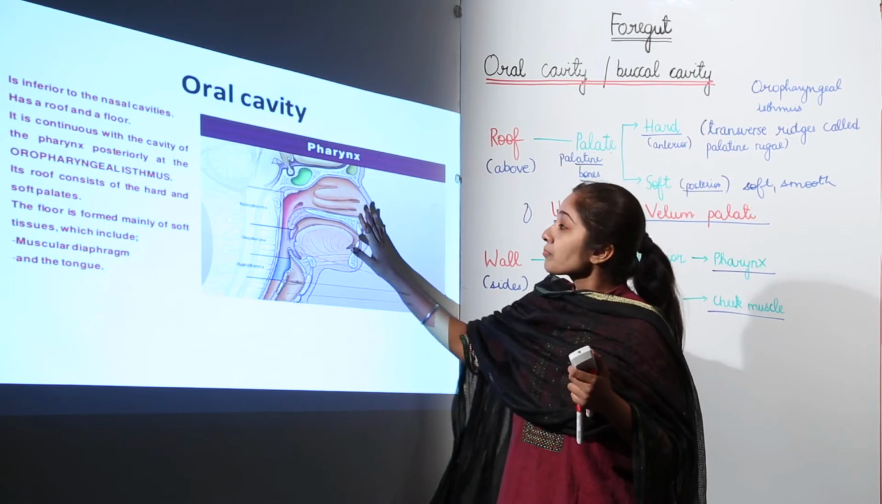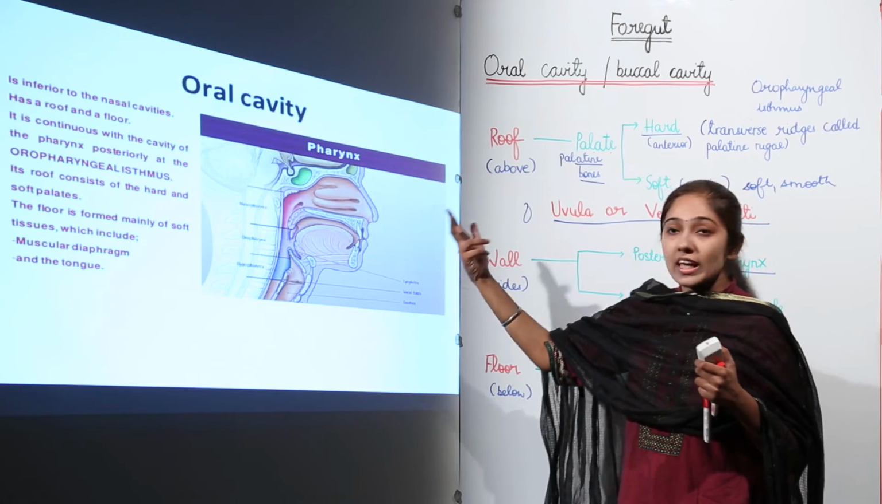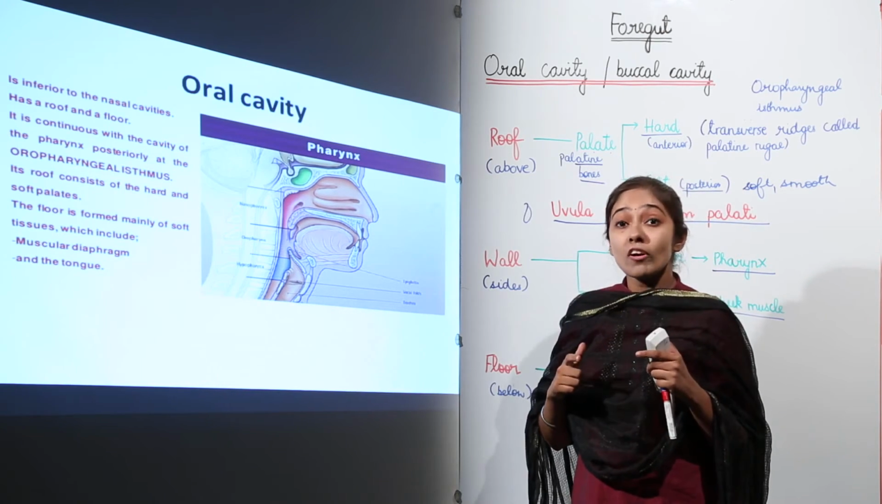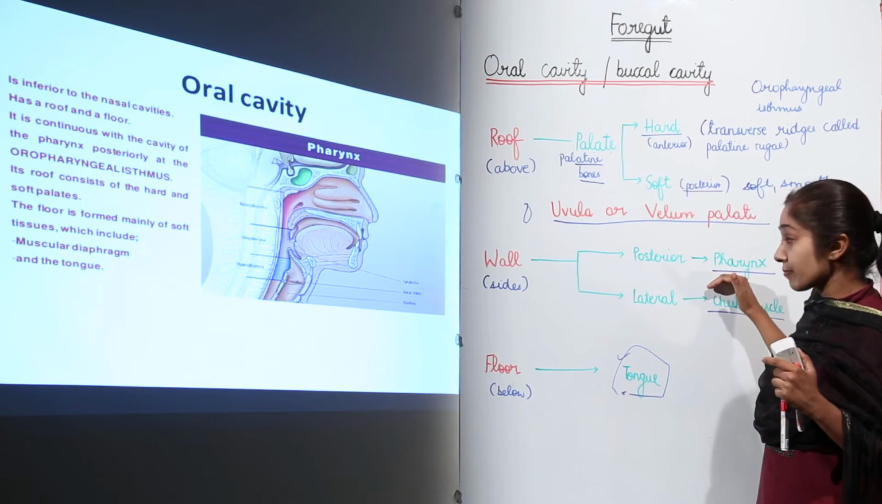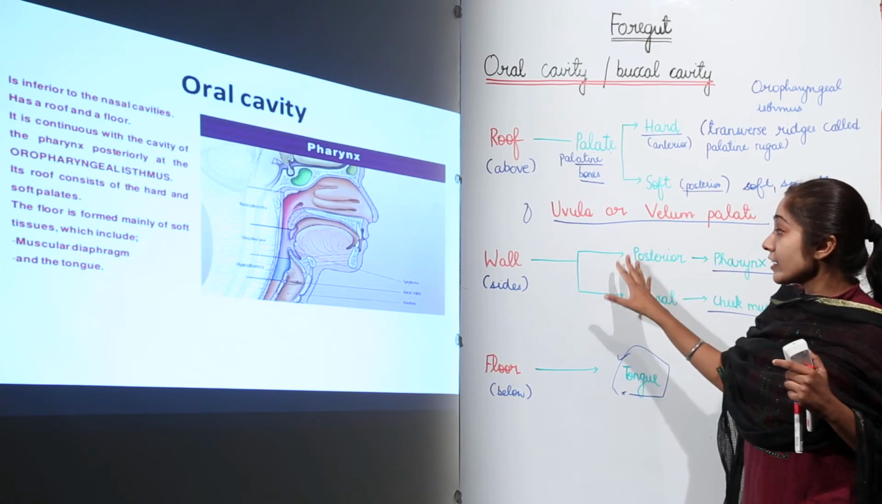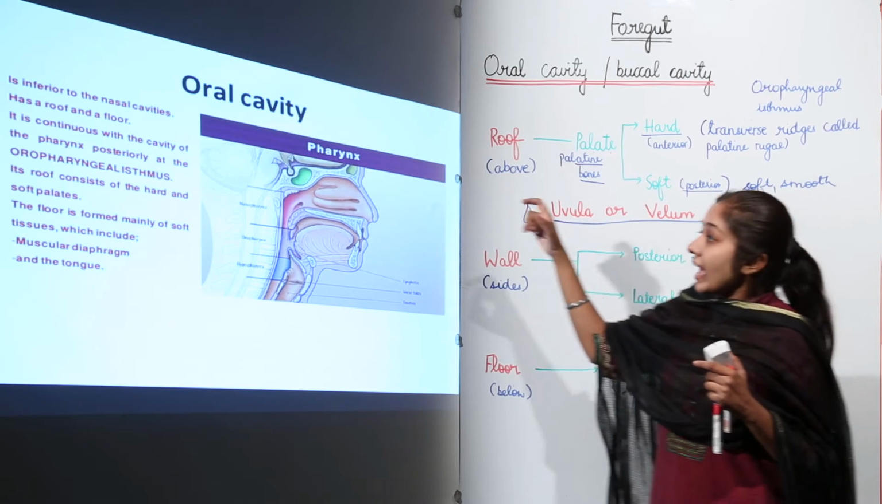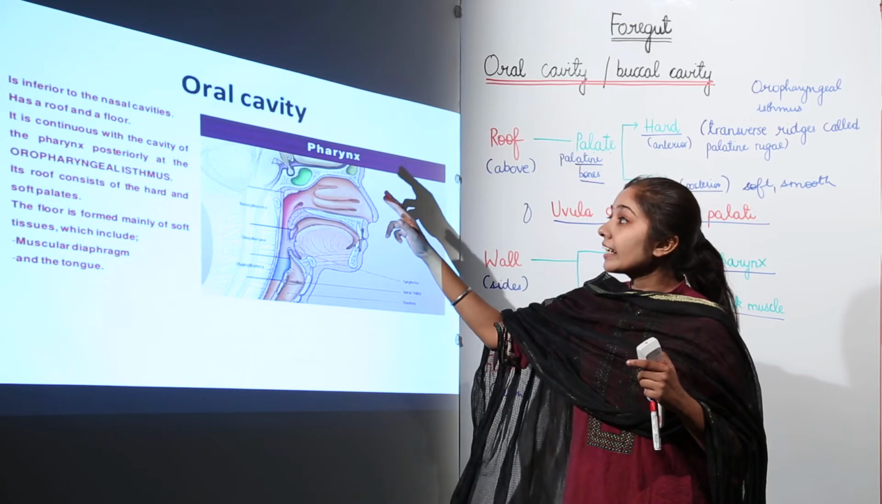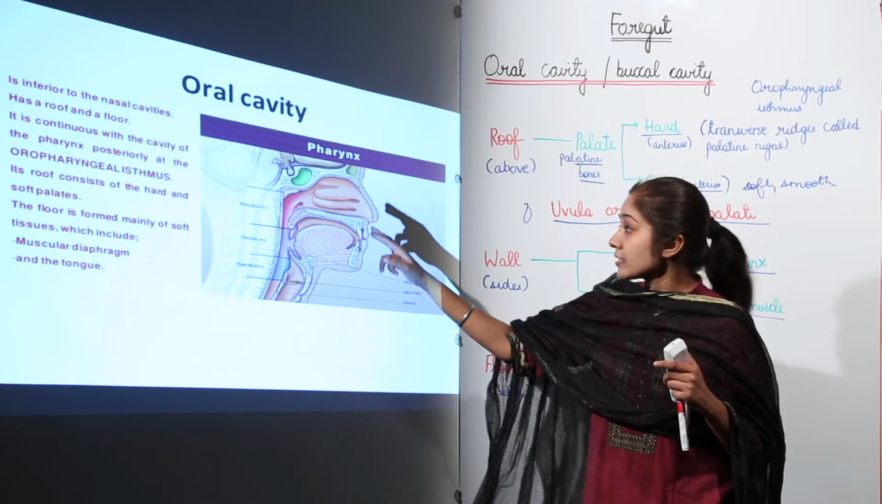So here it is just a way to tell you that the oral cavity is continuous with the cavity of what? With the cavity of pharynx, which is present at the posterior side of the wall of the oral cavity, and this actually continues with the cavity of pharynx posteriorly at the oropharyngeal isthmus.